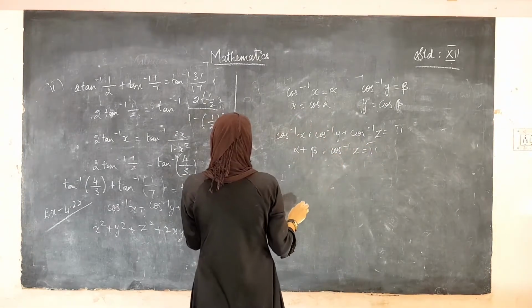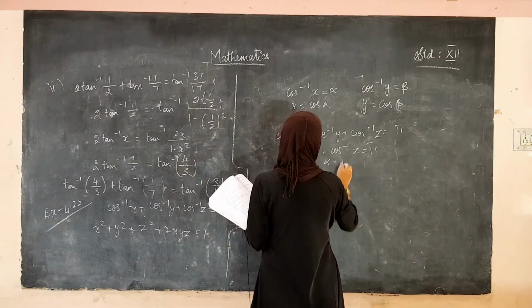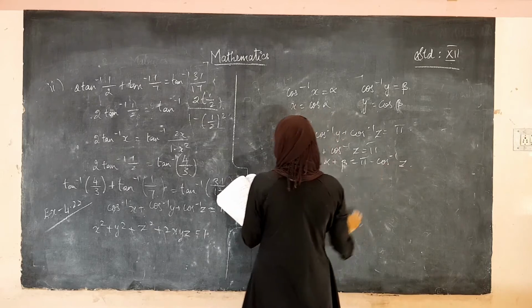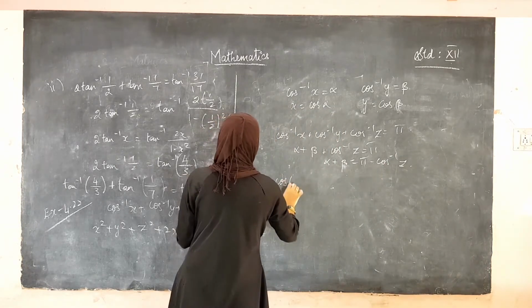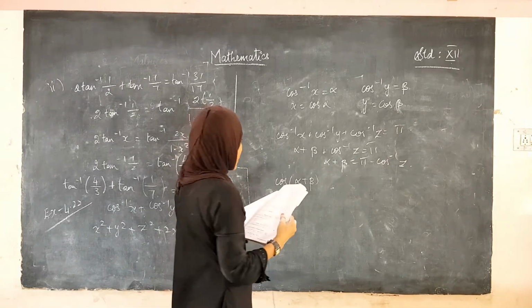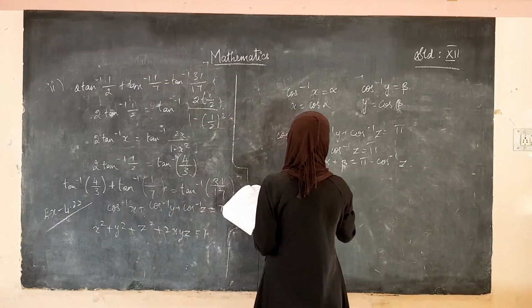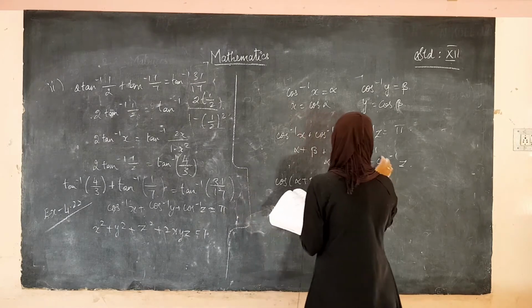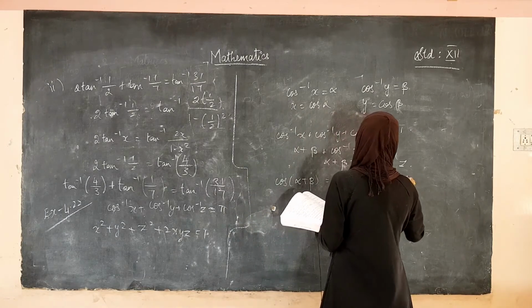Now, let us take the identity from this. Alpha plus beta is equal to pi minus cos inverse of z. There is a formula: cos of a plus b is equal to cos a cos b minus sin a sin b. Similarly, cos of alpha plus beta is equal to cos alpha into cos beta minus sin alpha into sin beta.